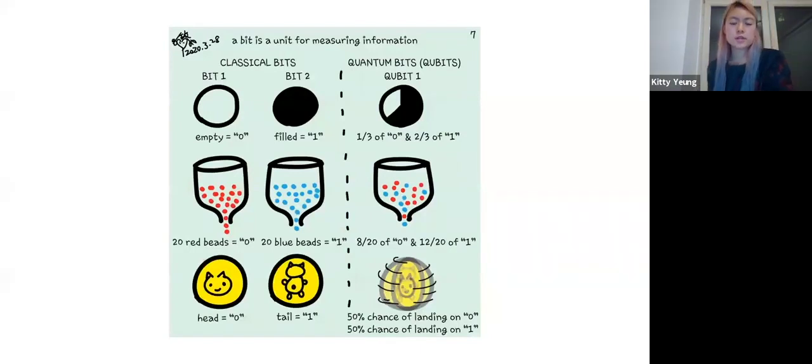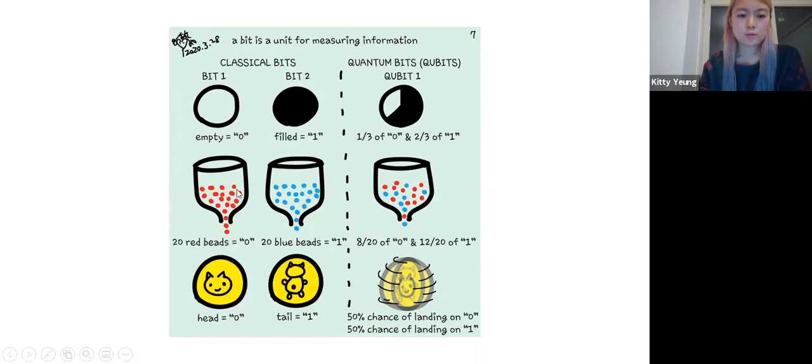So classical bits, again, you have 0 and 1 that you can make all kinds of metaphors for. If I have a circle, if it's empty, we can label it as 0. If it's filled, it is a 1. For a quantum bit, shorthand qubit, it can represent 0 and 1 in a single qubit. So here you can say we have 1/3 of the state 0 and 2/3 of 1 in it.